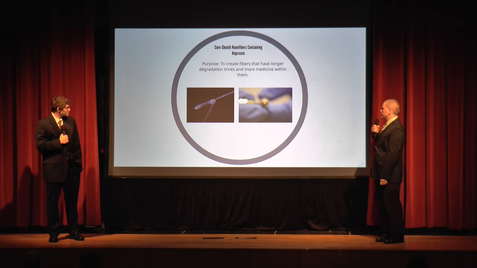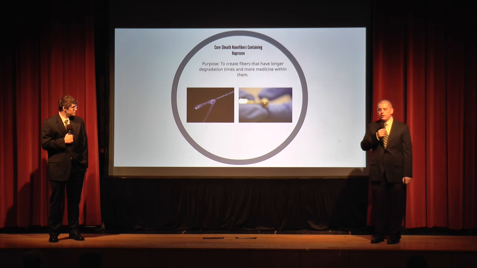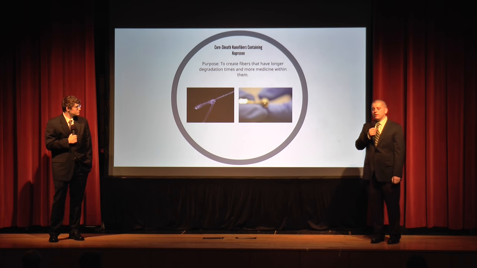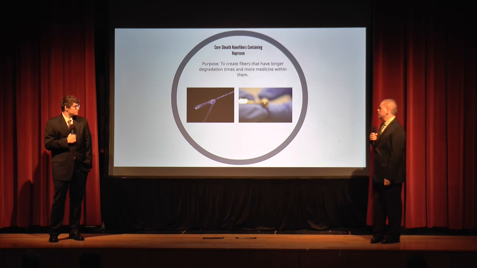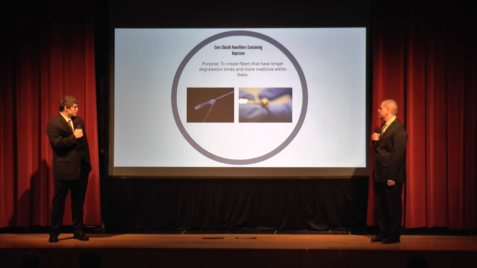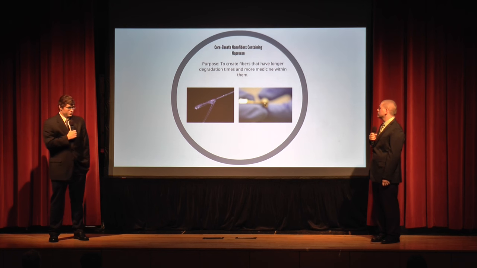Coarse sheath nanofibers serve the same purpose as microencapsulated nanofibers, but provide more medicine to the wound and more control over the degradation period. The image on the left is a fiber that we believe to be coarse sheath. The fiber is comprised of a PEO, polyethylene oxide, sheath, and a PVA, or polyvinyl alcohol, core with the additive of the proxy.